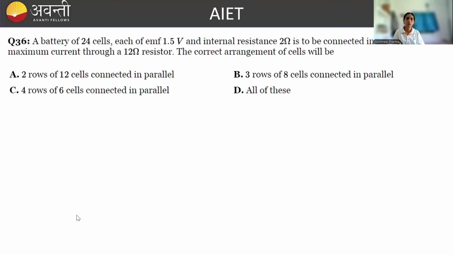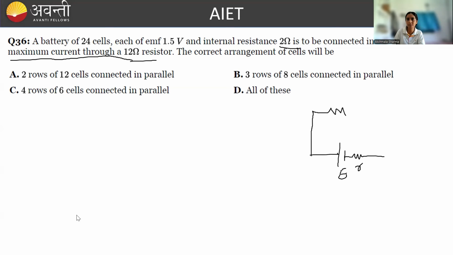Okay, let's go. A battery of 24 cells, each of EMF 1.5 volt and internal resistance 2 ohm, is to be connected in order to send the maximum current through a 12 ohm resistor. I've also discussed in the previous question discussion that if a battery of potential EMF E and internal resistance r has to send maximum current or maximum power through an external load, then what should be the case? Small r should be equal to capital R.